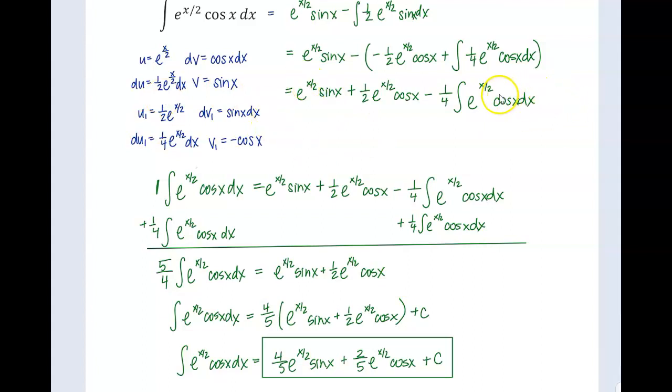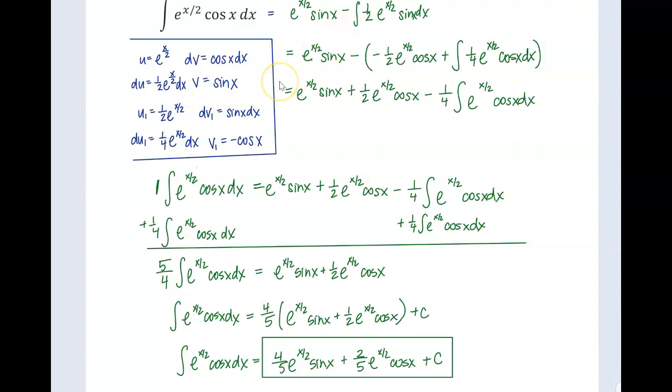Once we got back to the exact same integrand, that's when we knew to stop and add that term to the other side to combine those like integrals, essentially. And then multiply that reciprocal to the other side to get that integral that we were trying to solve just completely by itself. So this right here was all of our scratch work for those two integration by parts.